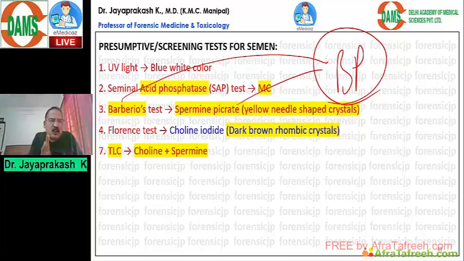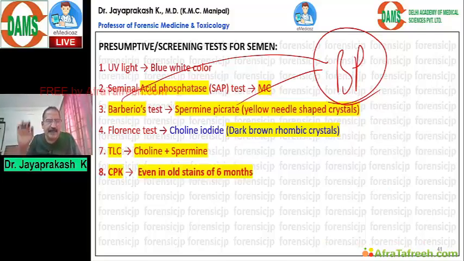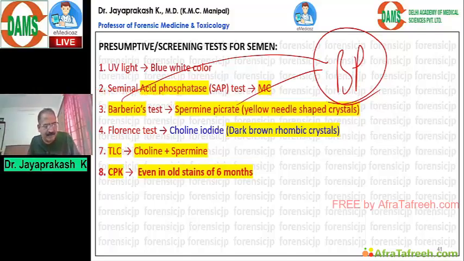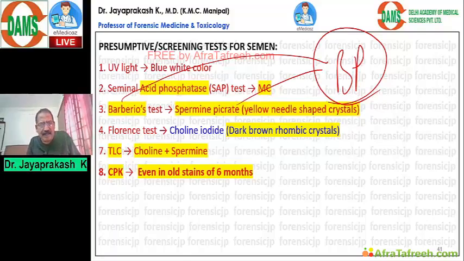This is another important point. Which test is used to find both choline and spermine? Thin layer chromatography, both choline as well as spermine. And creatine phosphokinase is the best for old stain, even up to 6 months. Okay. Yeah, Disha, you are right.